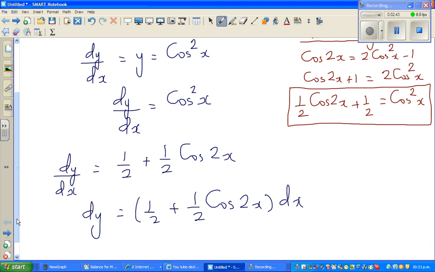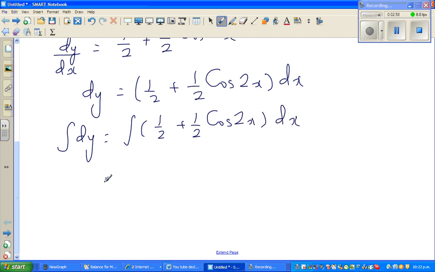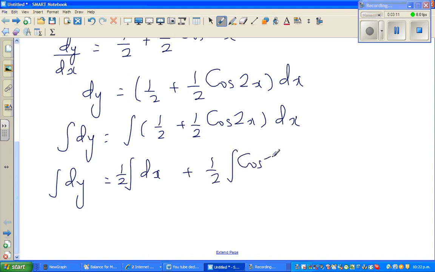So now I can integrate both sides. Integration of dy is equal to integration of half plus half cos 2x dx. So I can distribute the dx. Integration of dy is the same as integration of half dx plus half integration of cos 2x dx. So integration of y is equal to half integration of dx, which is x, plus half integration of cos 2x.